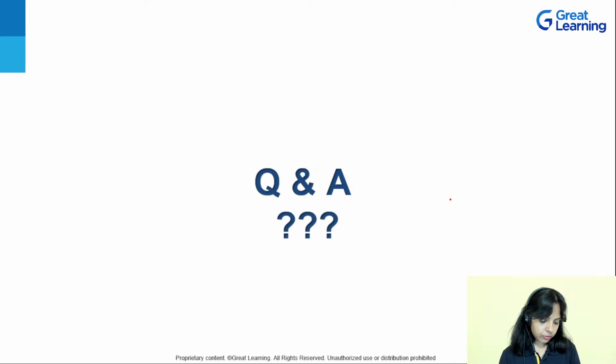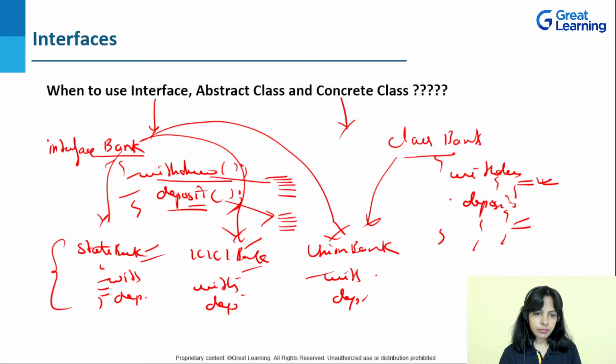Okay, so the question from Aishwarya was whether all these banks are classes or interfaces. Classes. State Bank, ICICI Bank, Union Bank are all classes. This is the interface, the main Bank here.